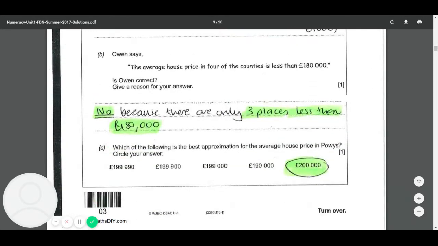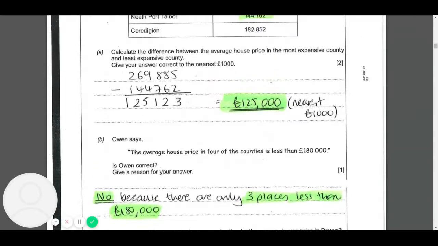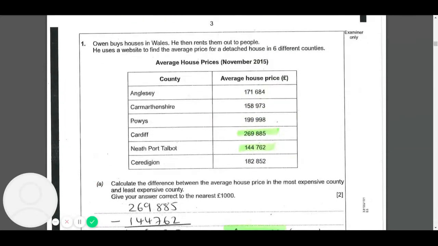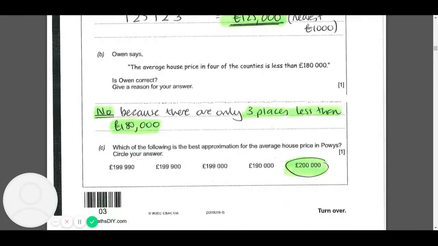When it says the average house price in 4 of the counties is less than 180, is he correct? Just have a look at the list. So 4 being less than 180, we've only got 1, 2, 3. There's only 3 of them. So no, he's not correct. There's only 3 places. It says give a reason, so saying that last bit is very important.